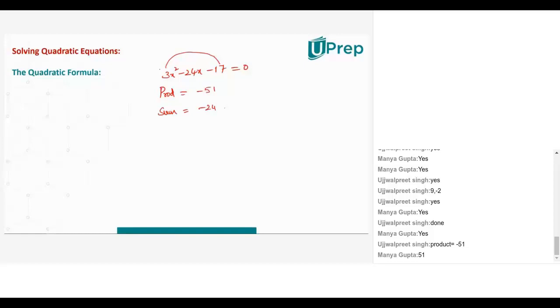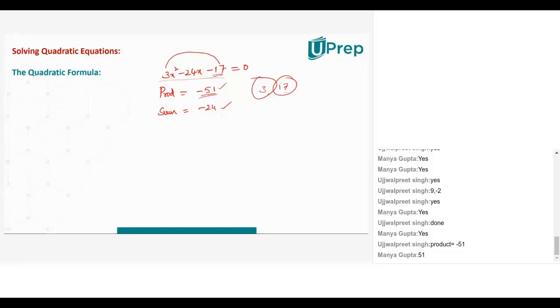Now I'm clearly stuck here because 3 and minus 17, when multiplied, give minus 51. And for 51, 3 and 17 are the only factors. There are no other factors, because both 3 and 17 are prime numbers. And their sum is only 20, not 24. That means I cannot practically identify the two numbers whose product is minus 51 and whose sum is minus 24. If I cannot identify such numbers, then my factorization method doesn't work.